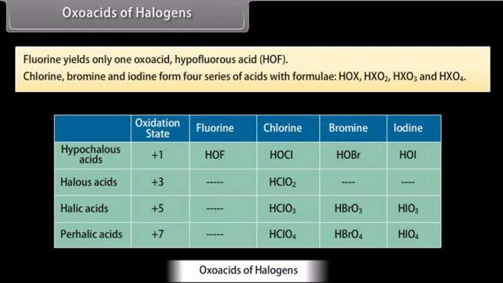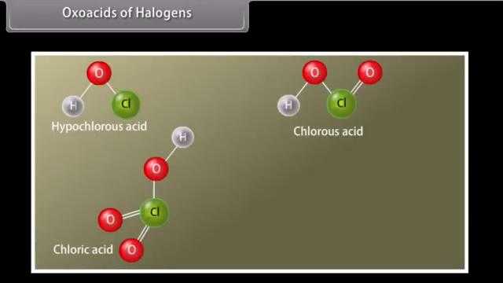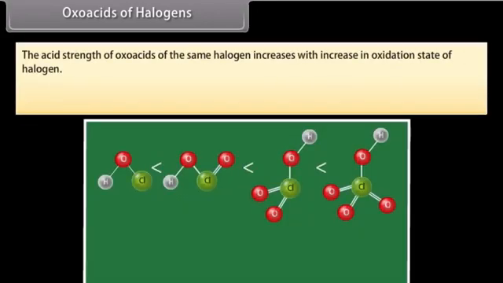The structures of oxoacids of chlorine are hypochlorous acid, chlorous acid, chloric acid, perchloric acid. The acid strength of oxoacids of the same halogen increases with increase in oxidation state of halogen. For example, the acid strength of different oxoacids of chlorine is in the order.